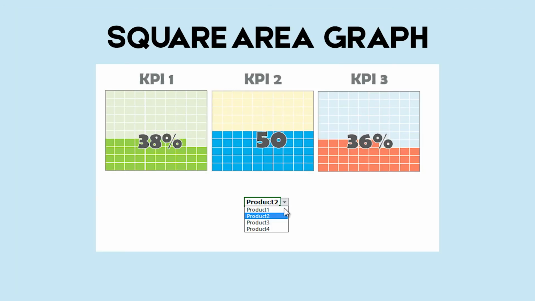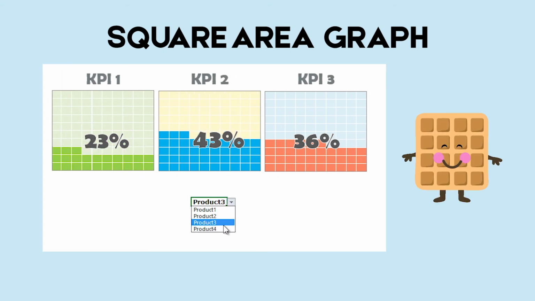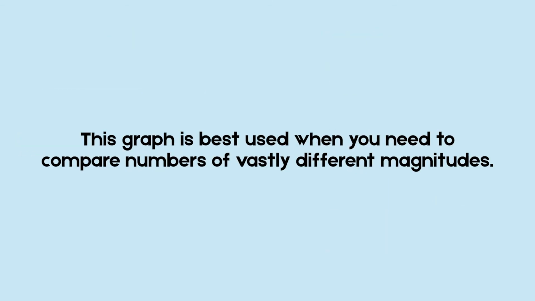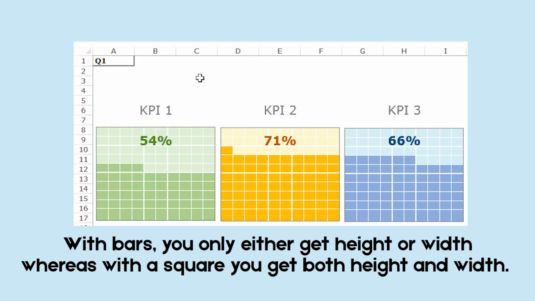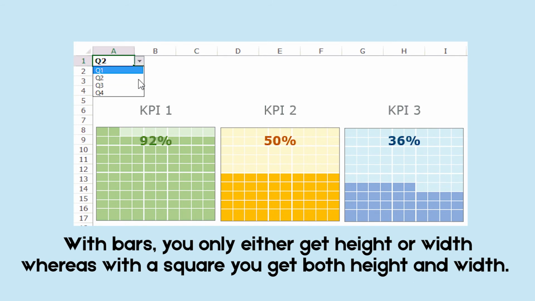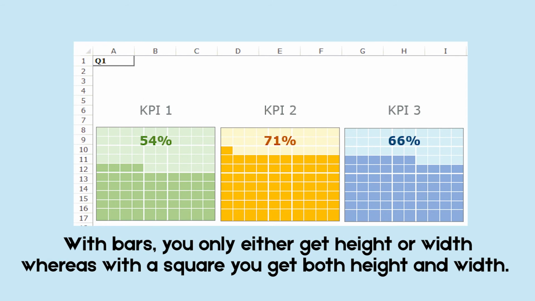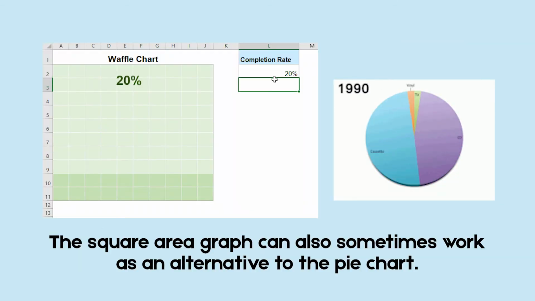Square area graph is also known as a waffle chart. This graph is best used when you need to compare numbers of vastly different magnitudes. With bars, you only either get height or width, whereas with a square, you get it both. This allows us to compare numbers of different magnitudes in a more condensed space. The square area graph can also sometimes work as an alternative to the pie chart.